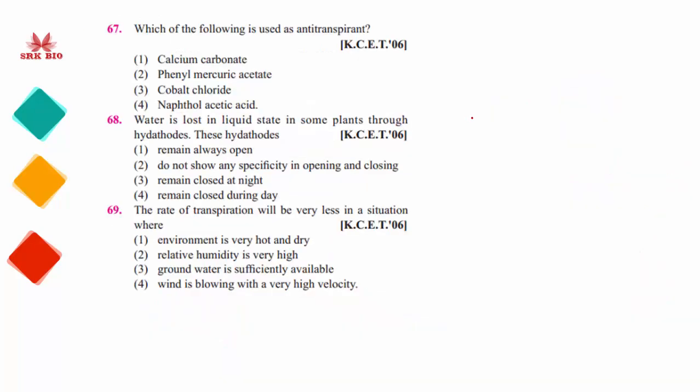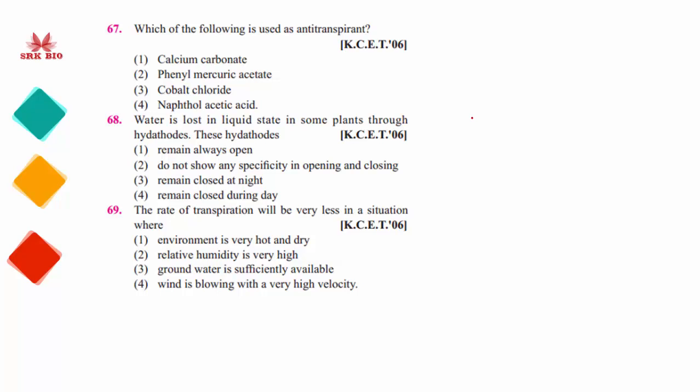So moving to the next one. Which of the following is used as anti-transpirant? Any chemical or any substance, if it is used to reduce the rate of transpiration, is called an anti-transpirant, against the transpiration. Because more loss of water occurs during transpiration, if maximum water is lost in transpiration, that will interrupt or reduce the yield.